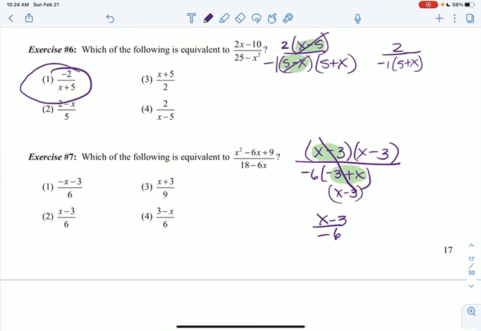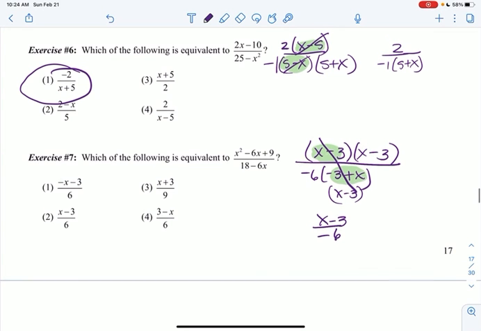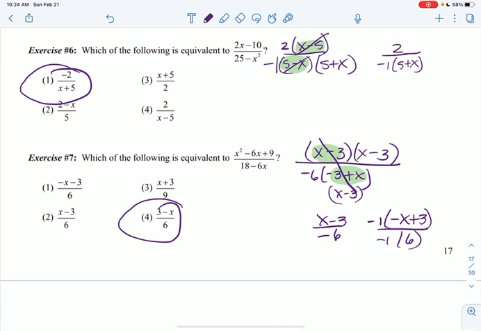And the only problem is that I don't see that answer there. But if you were to factor out a negative 1, it would be choice 4. Choice 4 is equivalent to that. If I factor out a negative 1, I'm left with negative x plus 3, and on the bottom I would be left with 6. All right, so see, there it is.